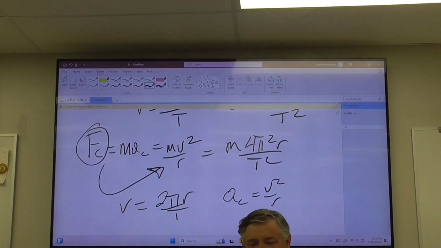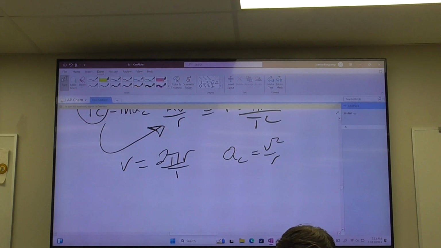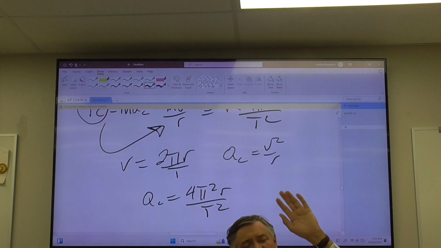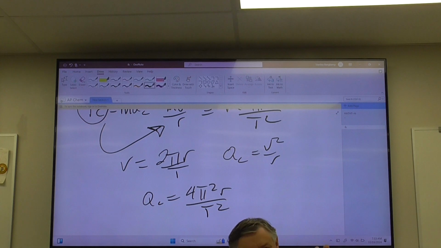It really is. If you can just go straight to 4 pi squared r over t squared, you can just do it in one calculation. You don't have to calculate the velocity separately and then put that into v squared over r. Just do it in one step.